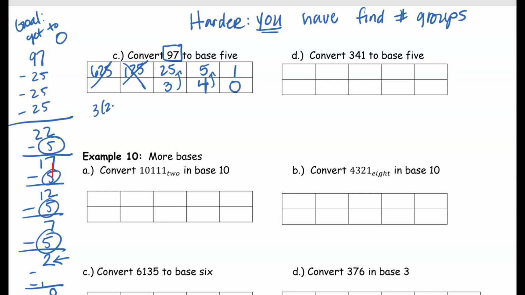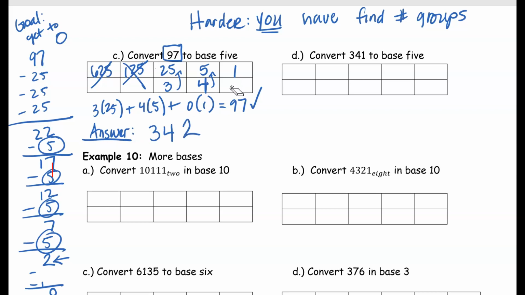So 3 groups of 25 plus 4 groups of 5 plus 0 groups of 1. And if you work that all out, you end up getting 97, which is what we started with. So the answer, sometimes it's hard to actually know, like, well, what is the answer? The answer is 3, 4, 2.